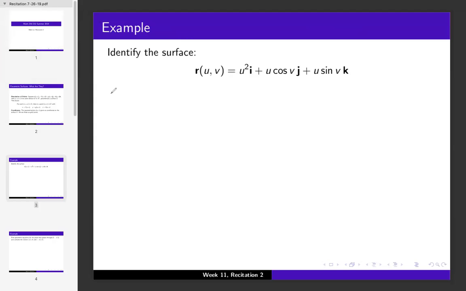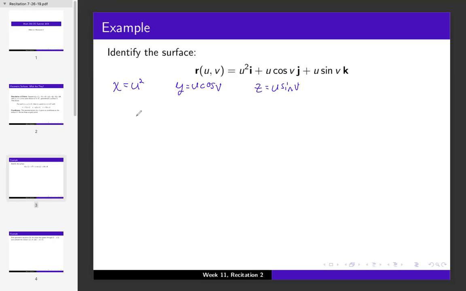Okay, fine. So what this means is that you've got x is equal to u squared, y is equal to u cosine v, and z is equal to u sine v. Now you might look at that and say, okay, what kind of surface is this? What does this actually look like? Well, one thing we notice is that you've got u cosine v and u sine v for y and z, and that suggests it might not be a bad idea to try figuring out what happens when you square those things.